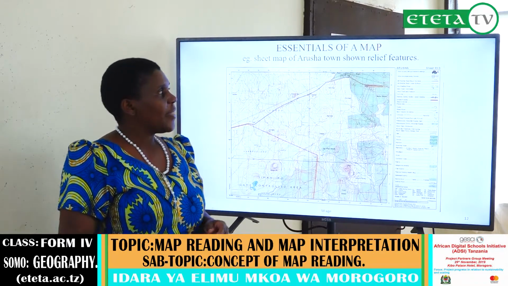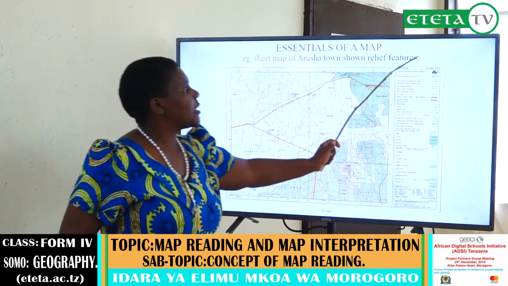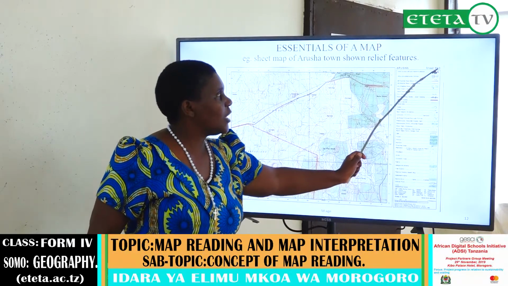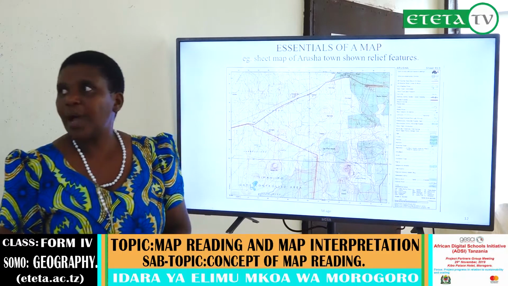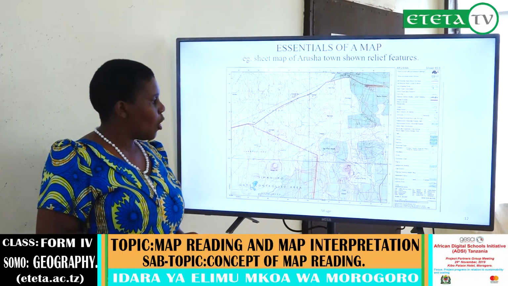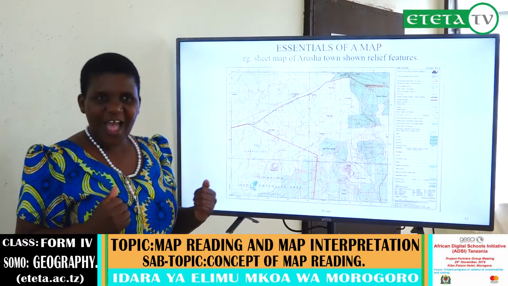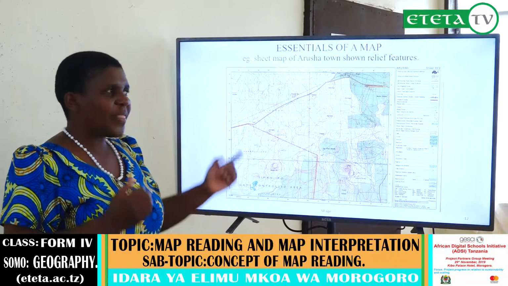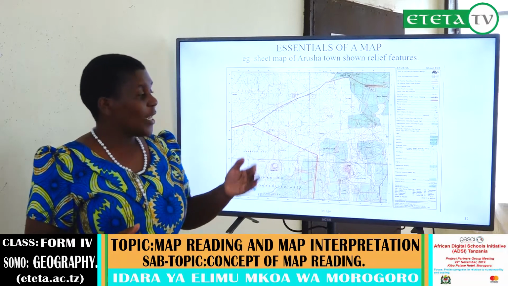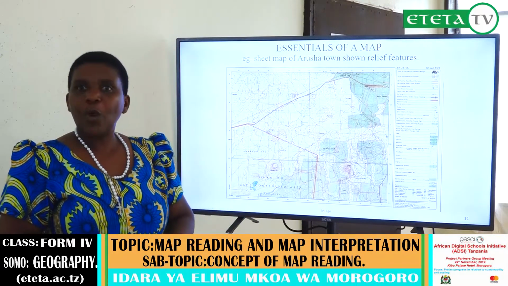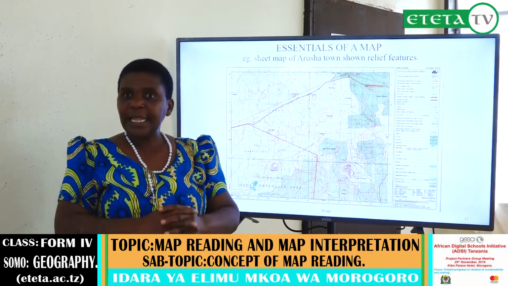But also, the map contains a sheet number. You see here, this is sheet 55/3. A sheet number is very important, but also we need to have the author or publisher of the map. But lastly, we need to have the time when the map was taken.